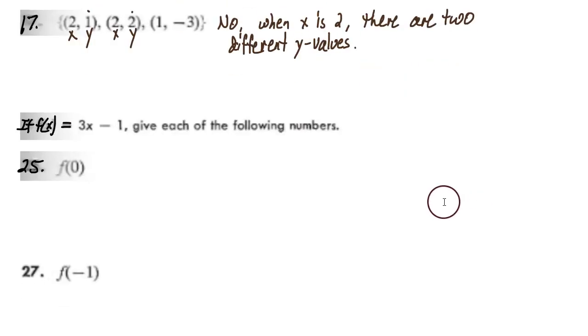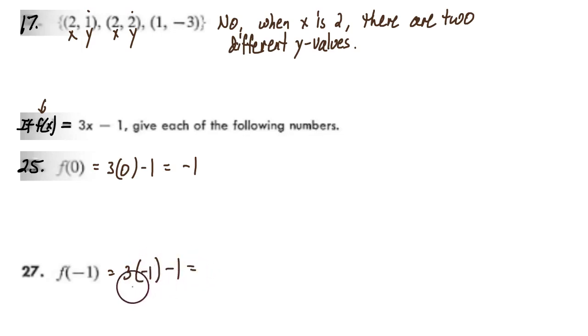Number 25 has different directions. We're given a function called function f, and we're given an equation for the function, or a function rule. f of x equals 3x minus 1. Find the following numbers. f of 0. To evaluate a function means to replace the variable with the number that you're asked to evaluate at. So when x is 0, what does function f turn out to equal? 3 times 0 minus 1 is -1. For the same function, what do you get when you substitute -1 in place of x? -3 minus 1 is -4.